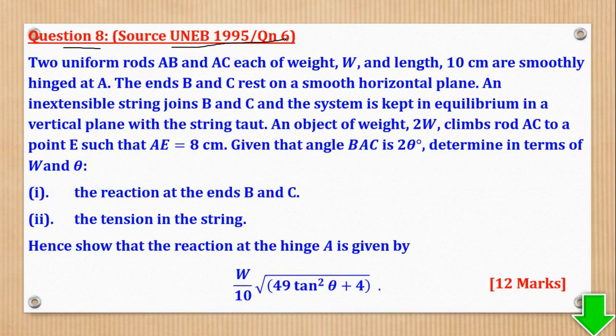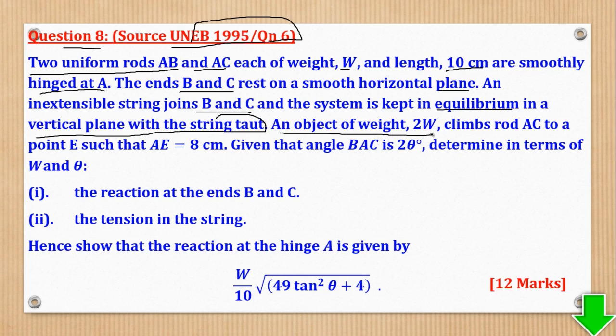Question 8 came from UNEB 1995, paper 2, question 6, and it says, two uniform rods AB and AC, each of weight W and length 10 centimeters, are smoothly hinged at A. The ends B and C rest on a smooth horizontal plane. An inextensible string joins B and C and the system is kept in equilibrium in a vertical plane with the string taut, meaning there is tension in the string.